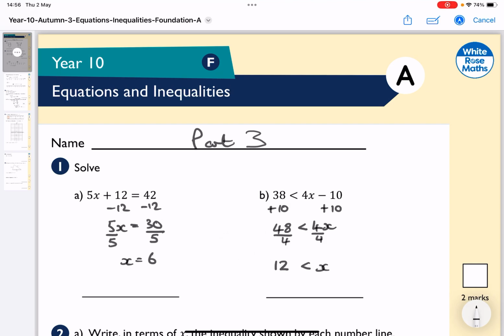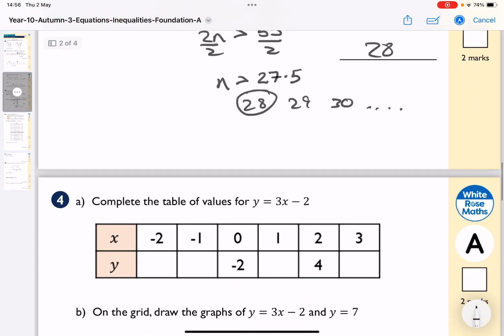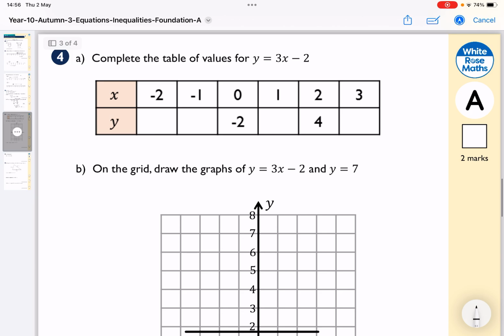Okay, here we've got Year 10 Foundation, Equations and Inequalities. Let's go down to the third page, and here we've got a graph to draw. So it says complete the table of values for y equals 3x minus 2.